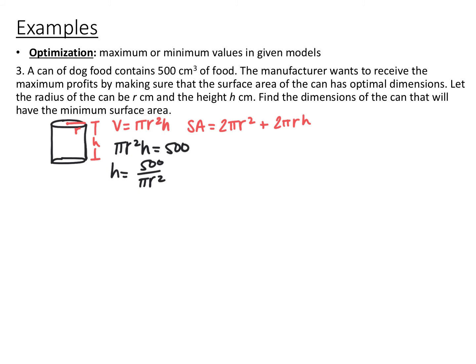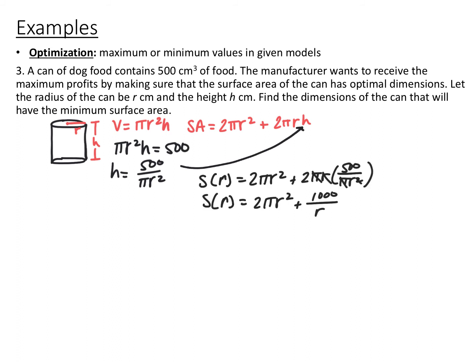So now I can take this and plug it in for h in my surface area equation, and I can now have surface area in terms of just the radius. So I plugged in h is equal to 500 over pi r squared, and I end up with a surface area function of 2 pi r squared plus 1,000 over r. This is now something that we can minimize using calculus. So instead of using our graphing calculator, we're going to minimize this using calculus.